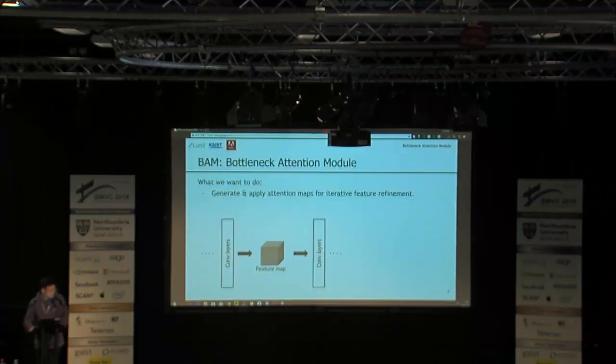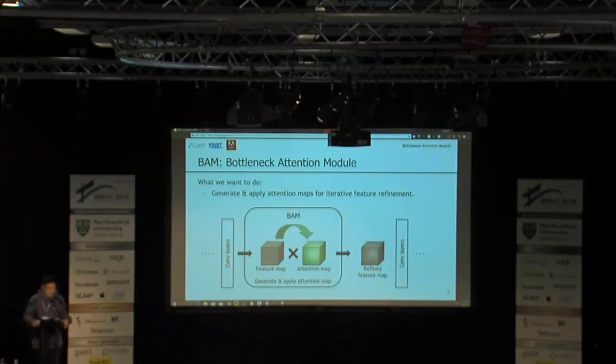So let's jump into our proposed module. As I said, we try to refine feature maps in between convolutional layers. This is an example of a feature map between convolutional layers. In our module, we want to generate an attention map with the same size as the feature map. This attention map represents the importance of each element in the feature map. Then we multiply the attention map with the feature map, and we have the refined feature map.